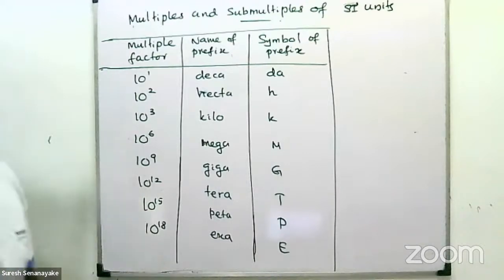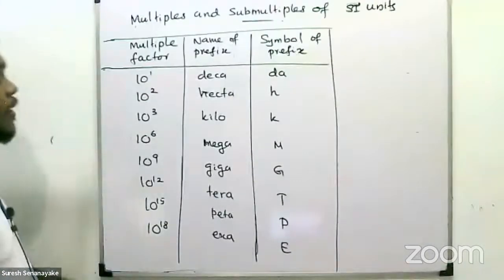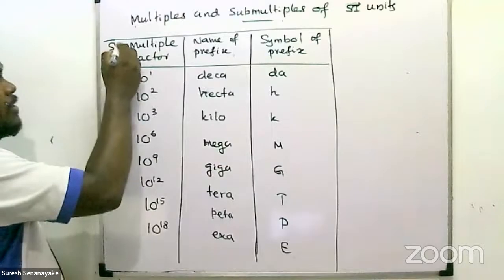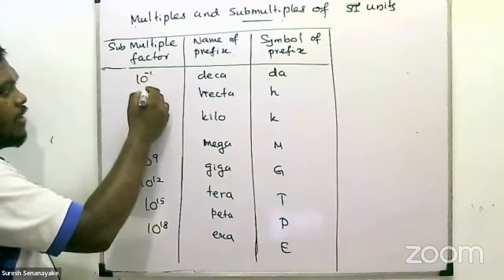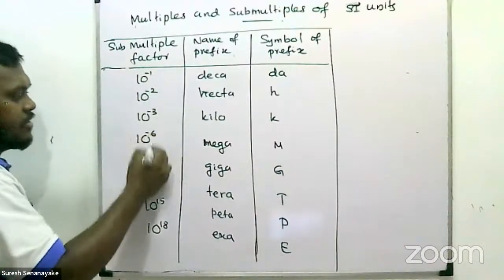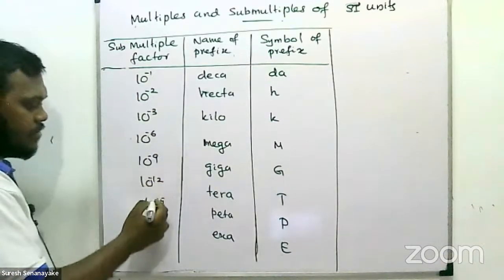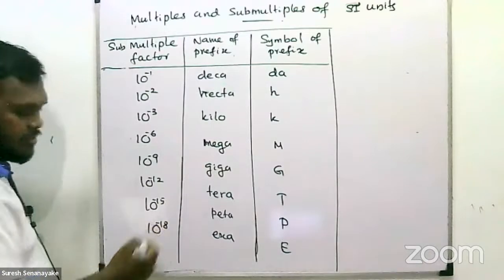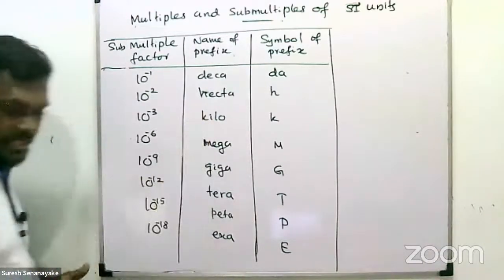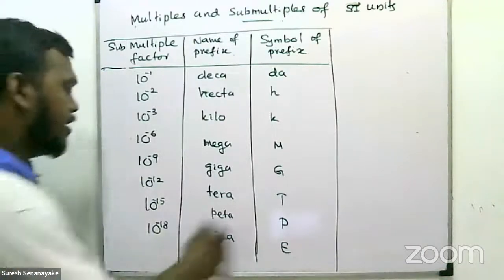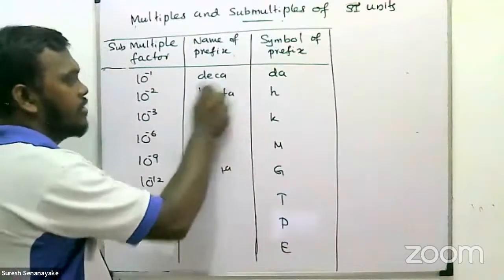Right? So then write the sub multiples, like a table. So then this is minus power, 10 to the minus 1, minus 2, minus 3, minus 6, minus 9, minus 12, minus 15, minus 18. Up to minus 18, right? This is a minus power. The names are different and the symbols are also different.